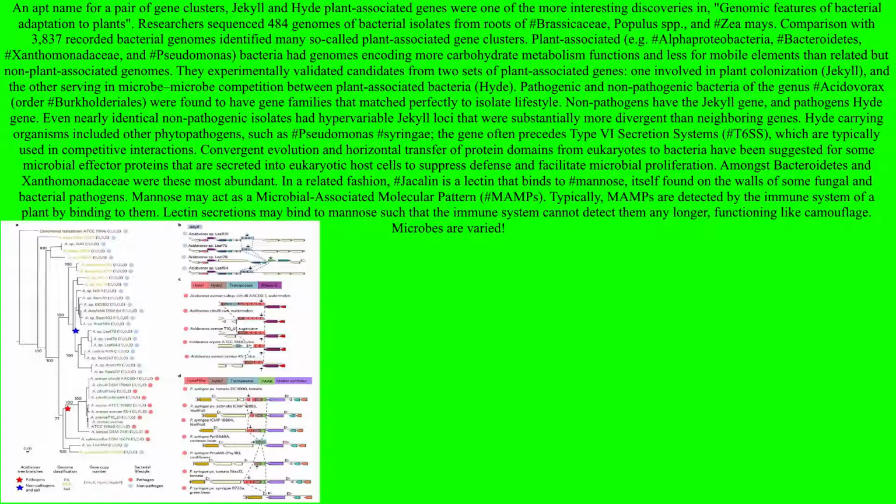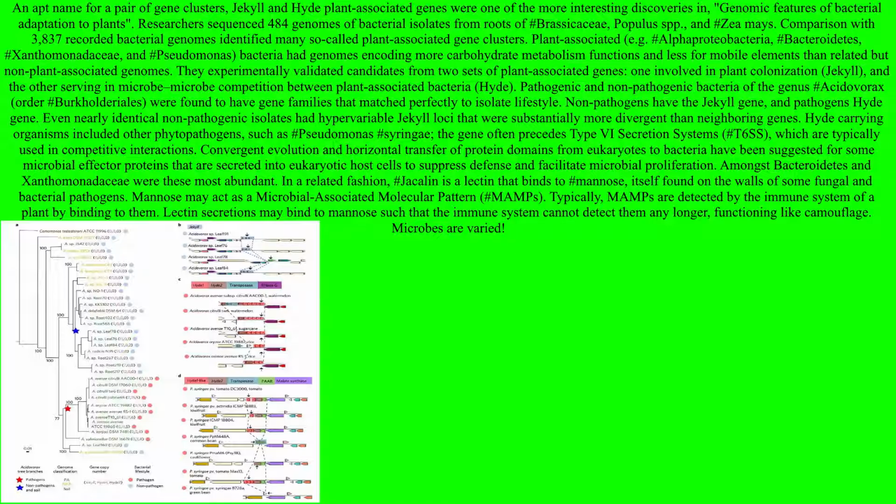Amongst bacteroidetes, and Xanthomonaceae were the most abundant. In a related fashion, Jacqueline, or Jacqueline, is a lectin that binds to mannose, which is also hashtagged, itself found on the walls of some fungal and bacterial pathogens.